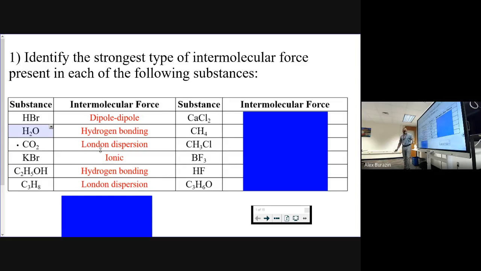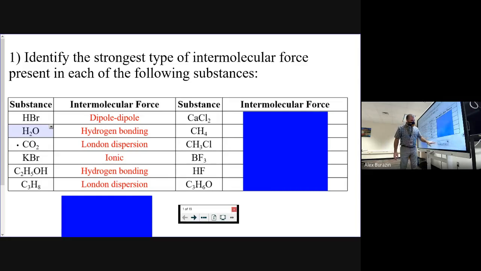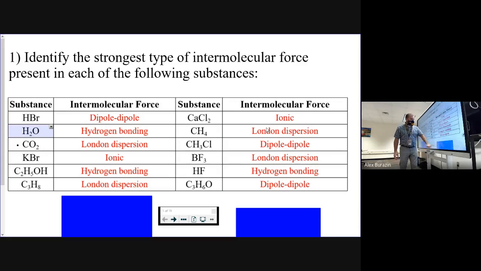So again, I'll reveal the other side too, just for the sake of it, while we're here. All right? You want to be on the lookout for ionic compounds, because that's going to trip you up. If you don't recognize that it's an ionic compound, you're going to end up calling it one of these three, and it's not going to be right. Okay?